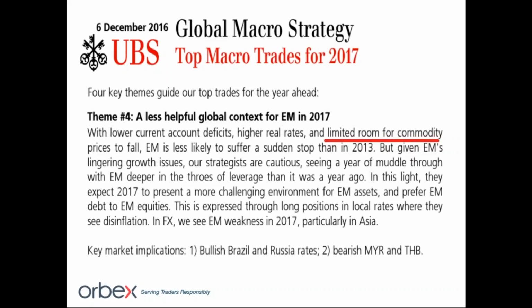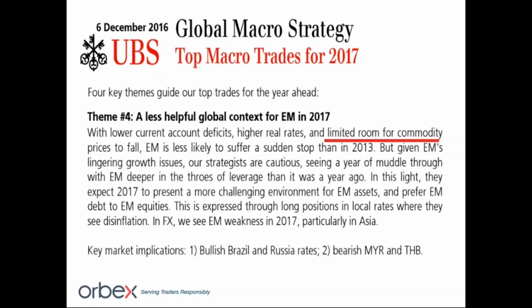But given the emerging markets' lingering growth issues, our strategists are cautious. Our strategists mean UBS. So seeing a year of muddle through with EM deeper in the throes of leverage, and that was a year ago. Okay, let's just forget that. In this slide, UBS expects 2017 to present a more challenging environment for emerging market assets. Okay, prefer emerging market debt to EM equities. This is expressed through long positions in local rates where they see disinflation.